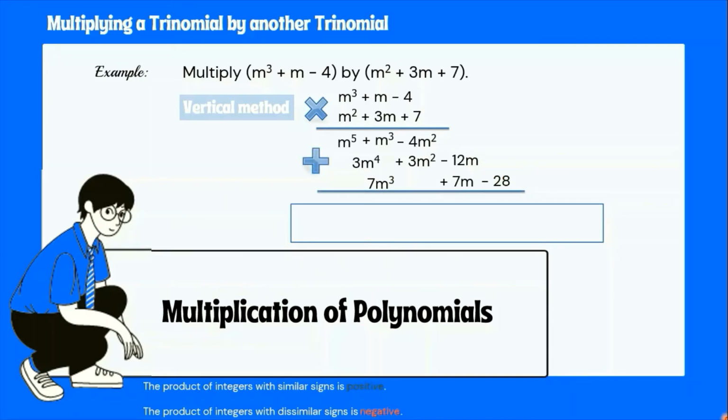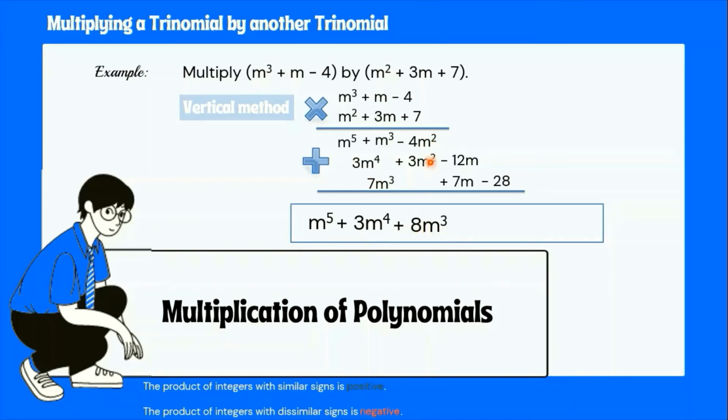Yung m raised to the power of 5 ay walang kapareho, so drop it down. Ganon din naman ang 3m raised to the power of 4, plus kasi positive siya. Yung ating literal coefficients na m cube ay dalawa, parehong positive, so let's add them together. Magiging 8m cube, 1 na invisible, plus 7 ay 8, and then copy the literal coefficient m cube.